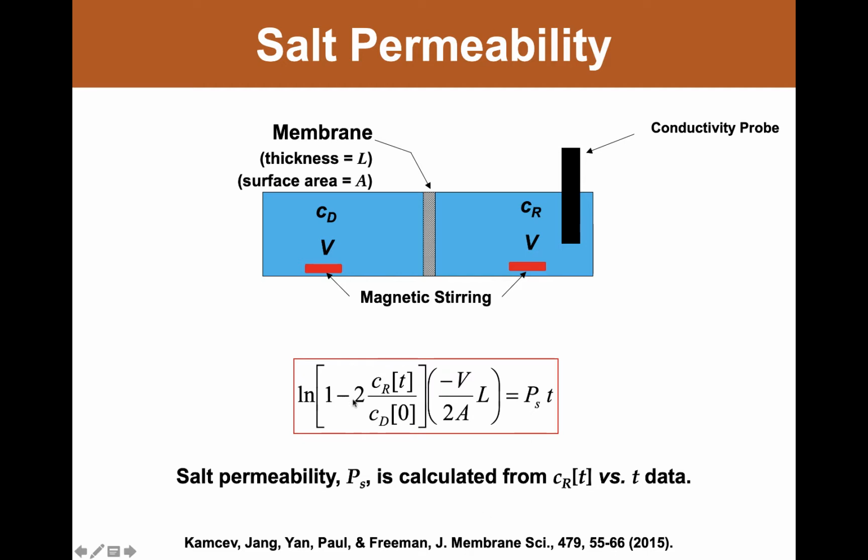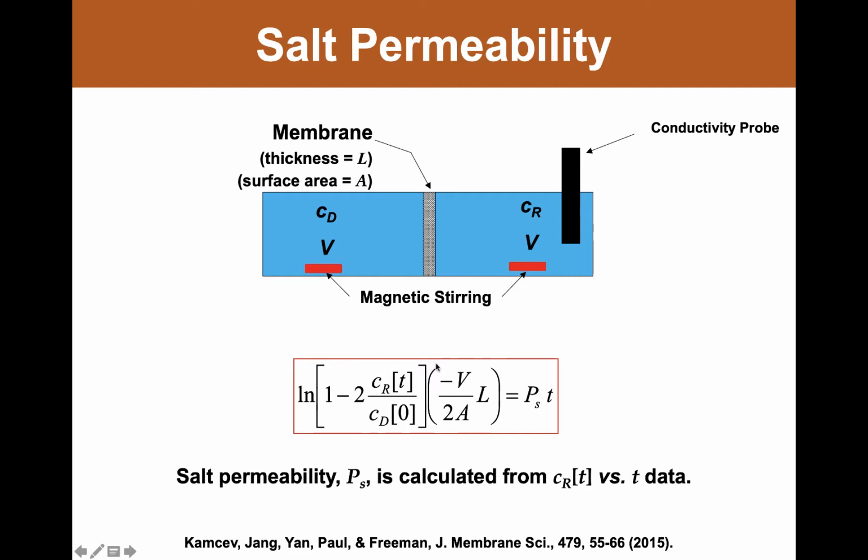And so what this expression tells us is that by monitoring the receiver cell concentration with time, that's the only variable that is changing on the left-hand side of this equation. By monitoring the receiver cell concentration versus time and plotting the data in this fashion, the slope of the resulting straight line versus time gives us the salt permeability coefficient through that membrane. And remember, the salt permeability coefficient is the flux of salt through the membrane times the thickness divided by the net driving force, which is approximately CD minus CR at the beginning of the experiment.